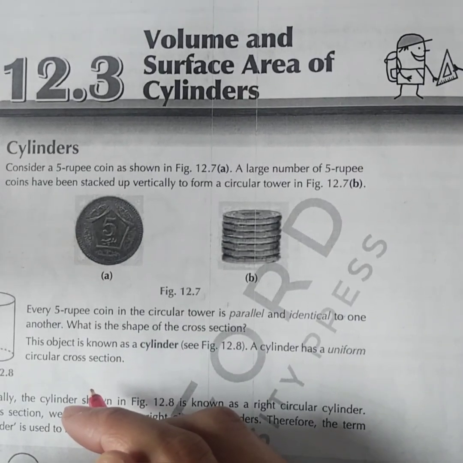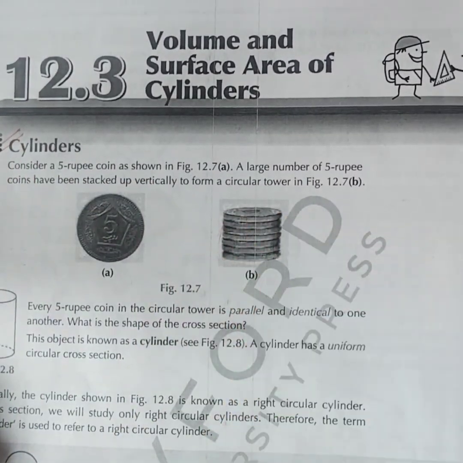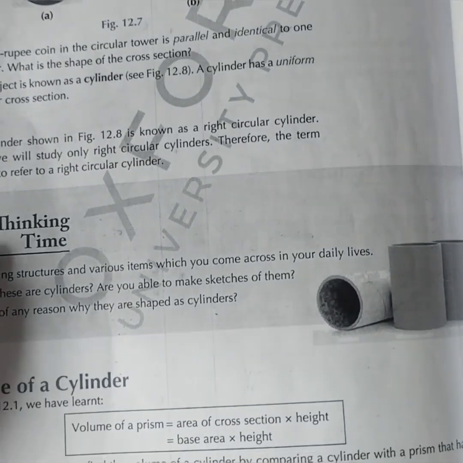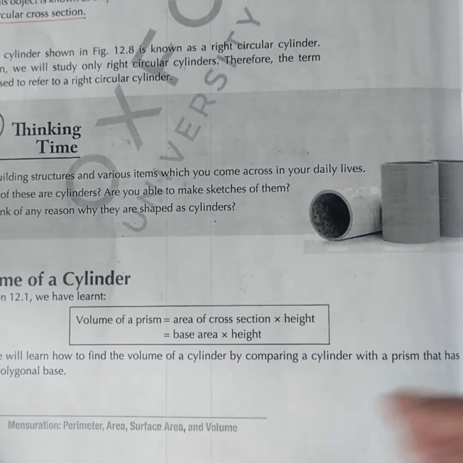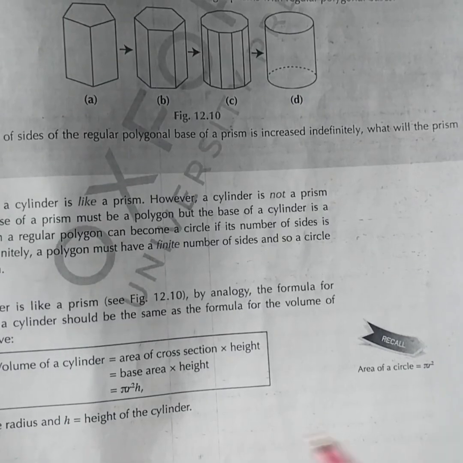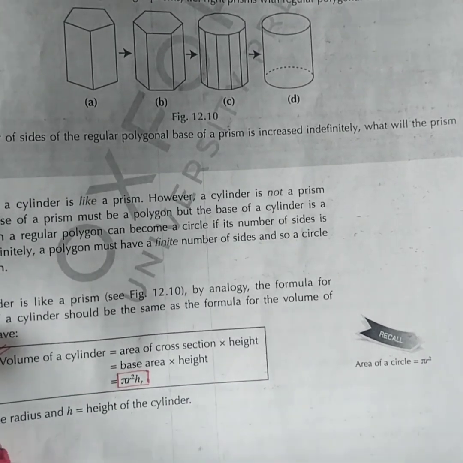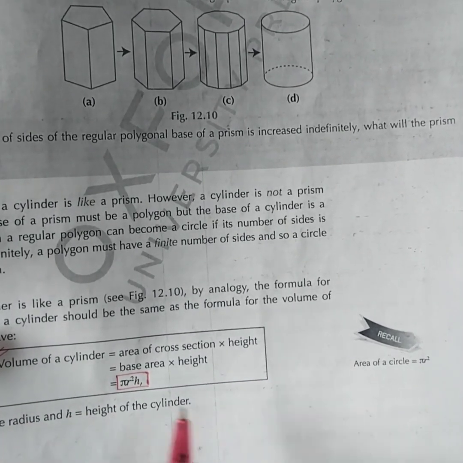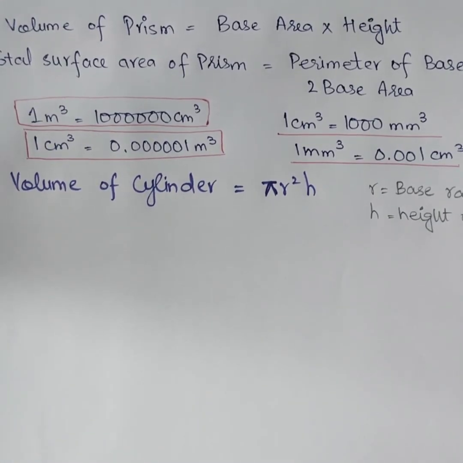Come to the next topic, which is volume and surface area of cylinders. You have to know about the cylinder. This is your cylindrical shape, and a cylinder has a uniform circular cross section. Okay ji, now come to the volume of cylinder. Volume of prism you know already. Similarly, this is your formula for volume of cylinder, which is pi r square h, where r is the base radius and h is the height of the cylinder. Okay, this is the volume of cylinder.